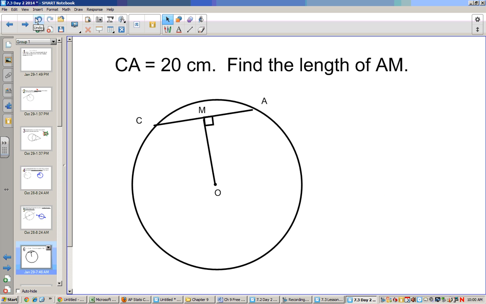All right. So here's a few problems. If CA is 20, this whole chord is 20 centimeters long, what's the length of AM? Well, we learned that the perpendicular to the chord is going to cut it in half. So each side here is going to be 10. So AM has to be 10 centimeters.